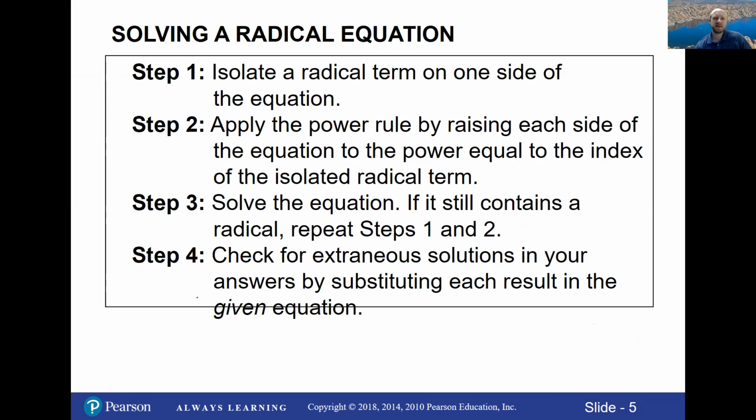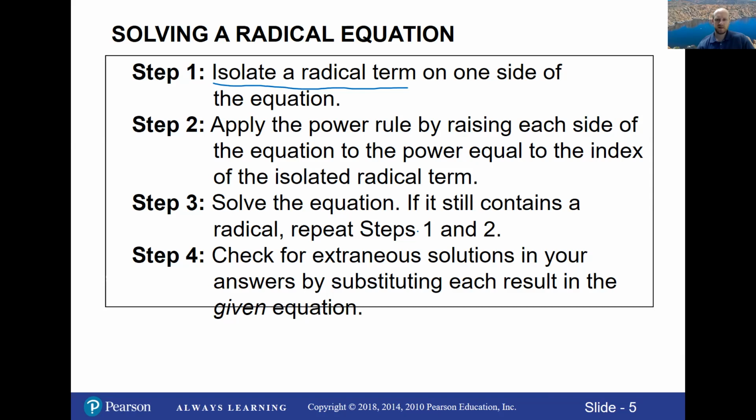All right, so I do have some steps here for solving a radical equation like we just did. And again, the main thing here is to isolate the radical term on one side. We're going to apply this power rule by basically canceling out either the square root, the cube root, whatever it is. So we're going to raise each side of the equation to the power equal to the index on the isolated radical term. So I squared the last one because our index of a square root is 2, right? So I square it with a 2.